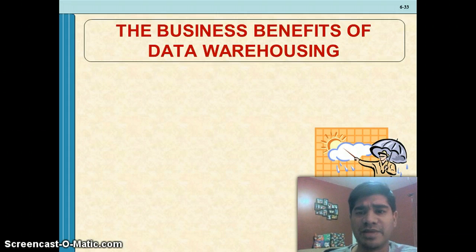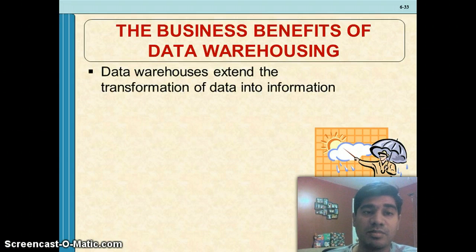Now, some people may ask, what's the difference between a data warehouse and a database management system? Well, a database management system is more specific to one user or one organization. On the other hand, a data warehouse caters to multiple users from many different organizations. So it's not dedicated to one particular user. And I'll touch upon that a little bit more.